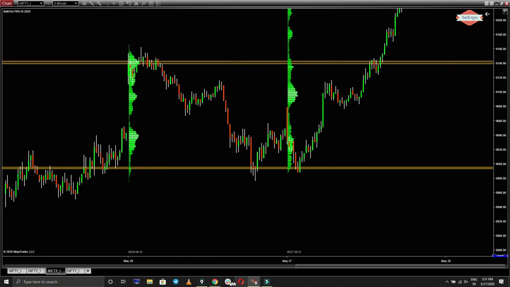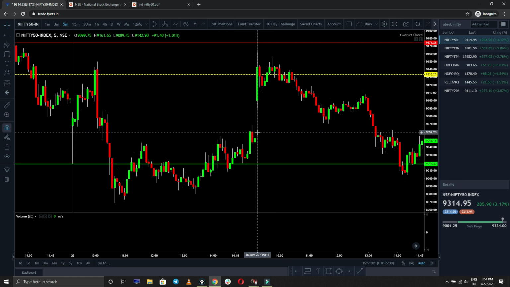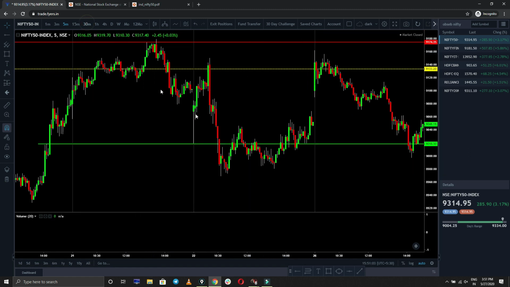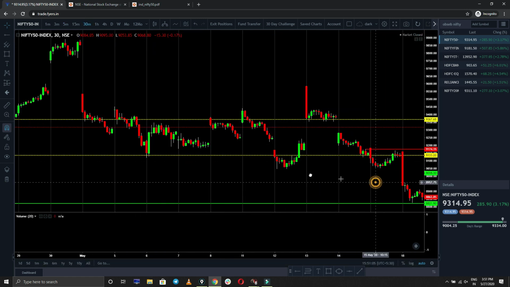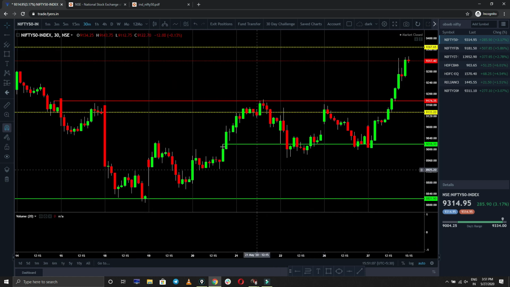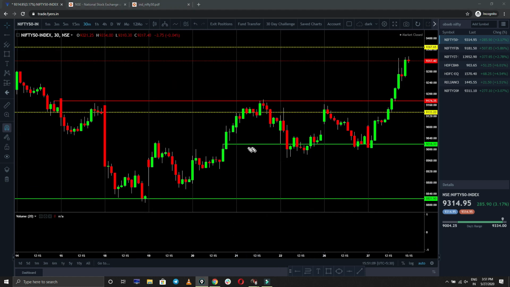Now we'll see the single print zone. Is there any single print zone on the day to trade? Yes, here we got a single print zone on the 20th. We got a gap between the bars, and this we call a single print zone. We'll mark it here and go to the 5 minute chart.